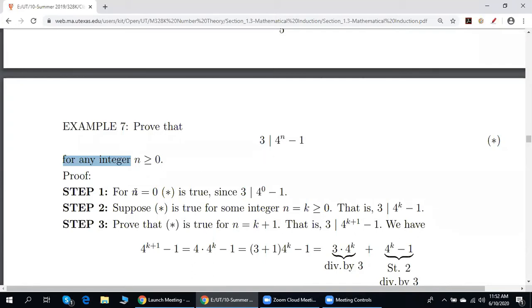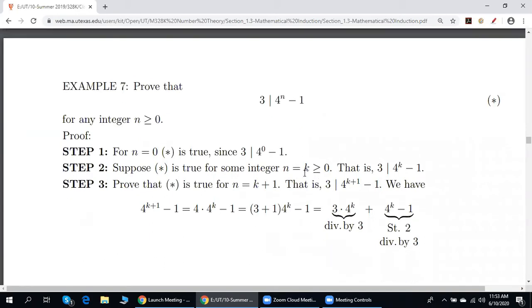Step 1. Show that this is true for n is equal to 0. Note that if n is equal to 0, 4 to 0 power is 1, 1 minus 1 is 0, 3 does divide 0, because 0 can be written as 3 times integer. 0 is 3 times 0. Now, step 2. Suppose 3 divides 4 to nth power minus 1 for some integer n is equal to k, where k is greater or equal to 0. That is, 3 divides this. Prove that 3 divides 4 to nth power minus 1 for n is equal to k plus 1. That is this.